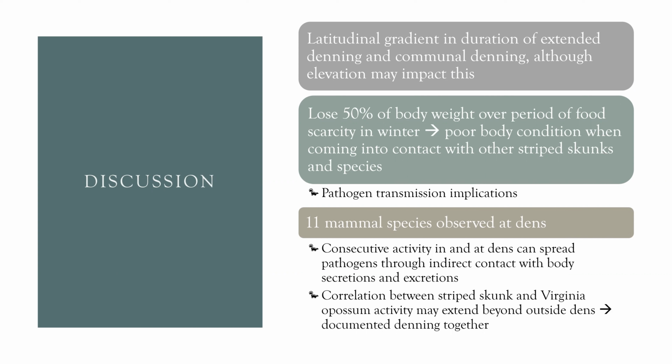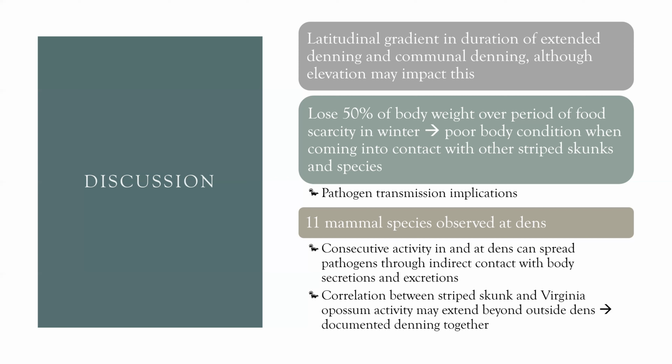Poor body condition also means that they're probably less likely to be able to fight off an infection or a pathogen. And this is even more noteworthy because we now know that striped skunks are coming into contact with other striped skunks and also many other species at these den sites during this period of poor body condition. So that has some pathogen transmission implications.